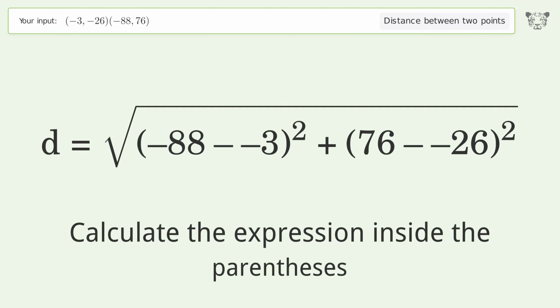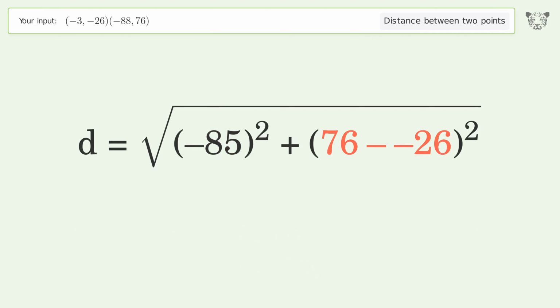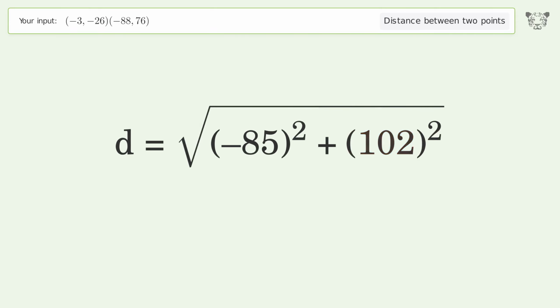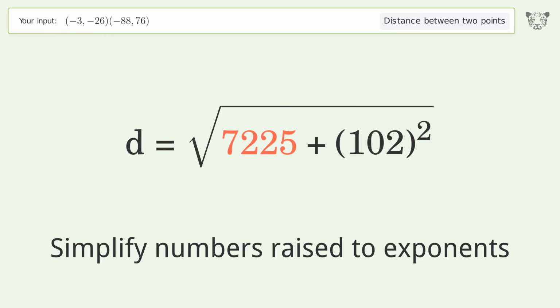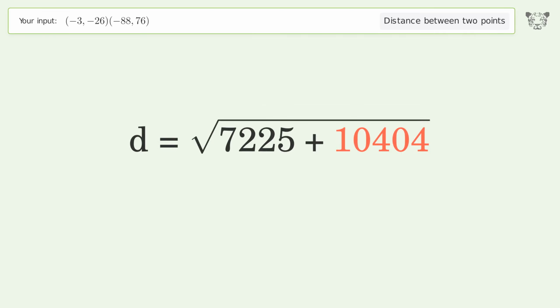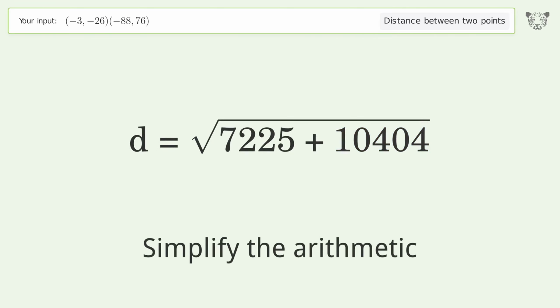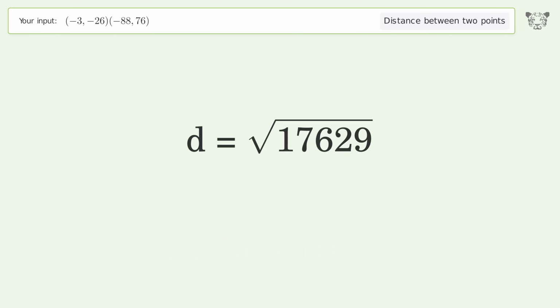Calculate the expression inside the parentheses. Simplify numbers raised to exponents. Simplify the arithmetic. And so the distance between the 2 points is the square root of 17,629, or 132.774.